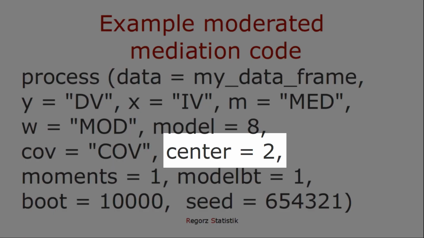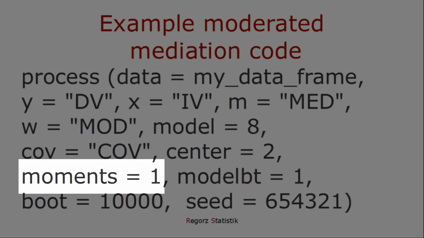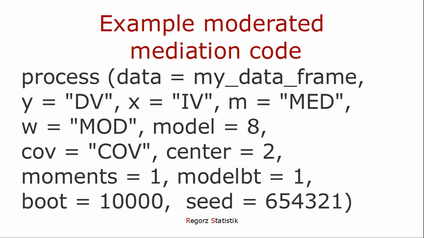I'd like to mean center variables that are part of product terms, but only as long as they are continuous variables. And I can accomplish this with center equals 2. For conditional effects, I prefer looking at -1 standard deviation, mean, and +1 standard deviation. In order to get those conditional results, I have to set the moments parameter to 1.